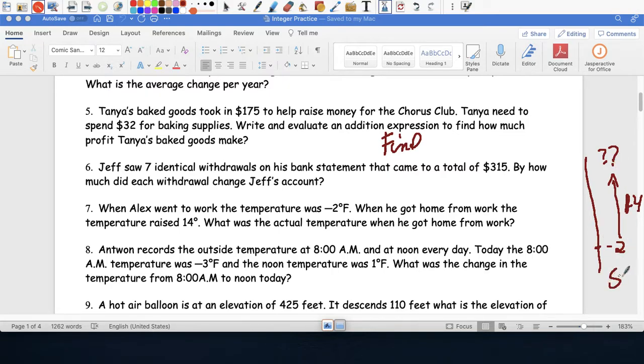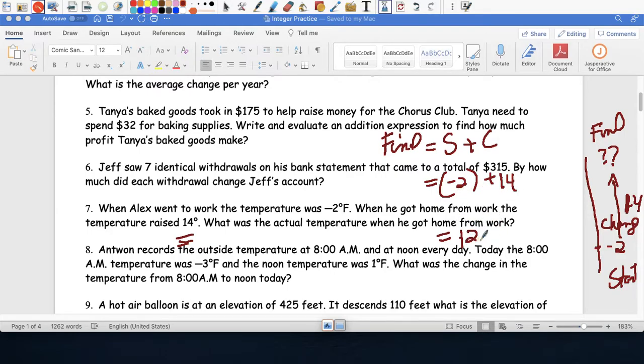We have the starting temperature, and we have the change. In this case, we're looking for the final temperature. So the final is the starting temperature plus the change. The starting temperature was negative 2, I'll put it in parentheses, plus the change, which is 14. Why is it positive 14? Because it went up. So negative 2 plus 14 is simply 12.